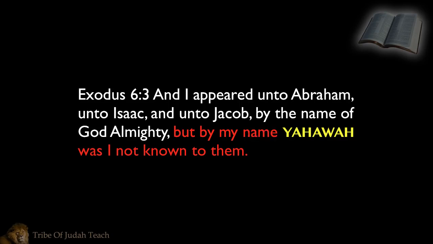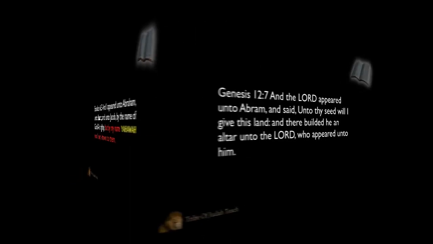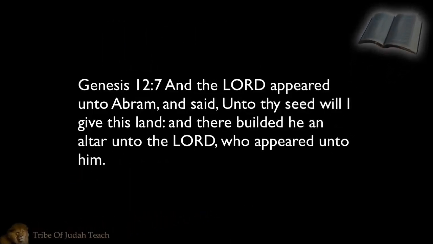The word name in this verse is Shem. And I already showed you that the meaning of the word name goes beyond just a literal name depending on the context of the verse. Now, before I explain what that statement means, let me show you first that Abraham, Isaac, and Jacob did know the name Yahweh. Let's start with Abraham. Genesis 12:7. It says, "And the Lord appeared unto Abram and said, Unto thy seed will I give this land. And there builded he an altar unto the Lord, who appeared unto him."